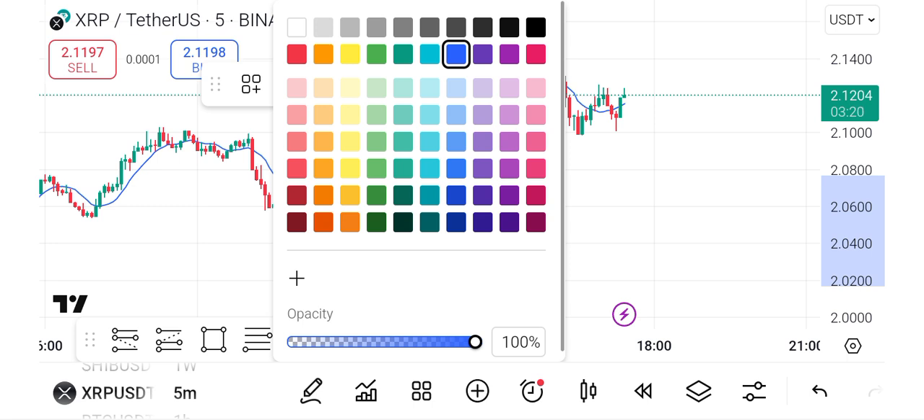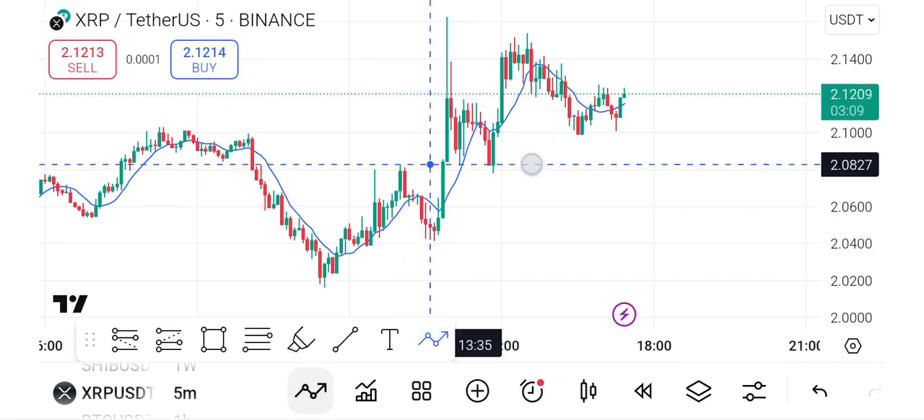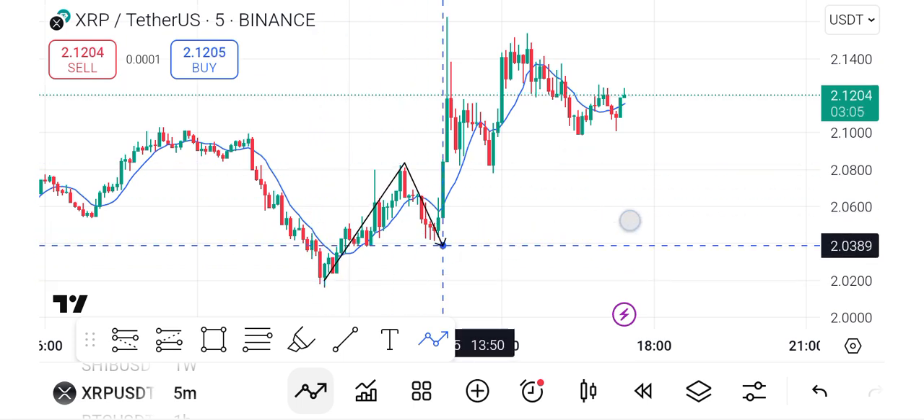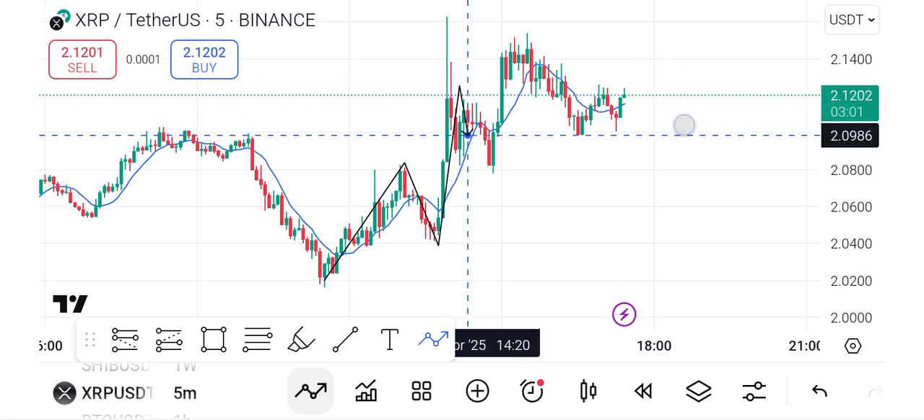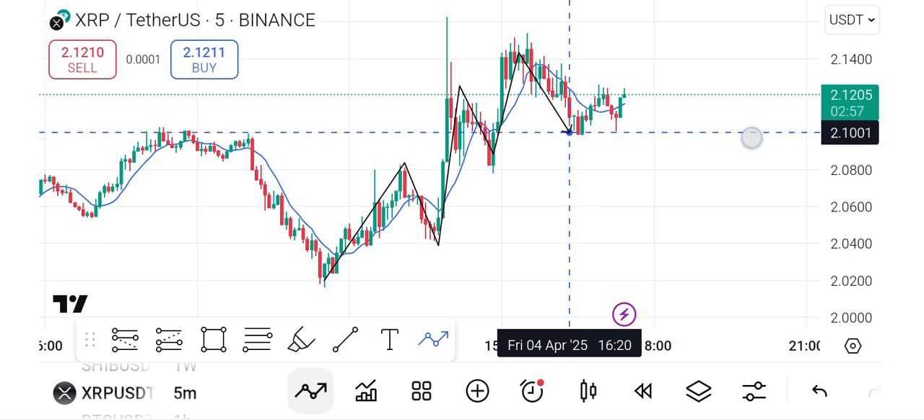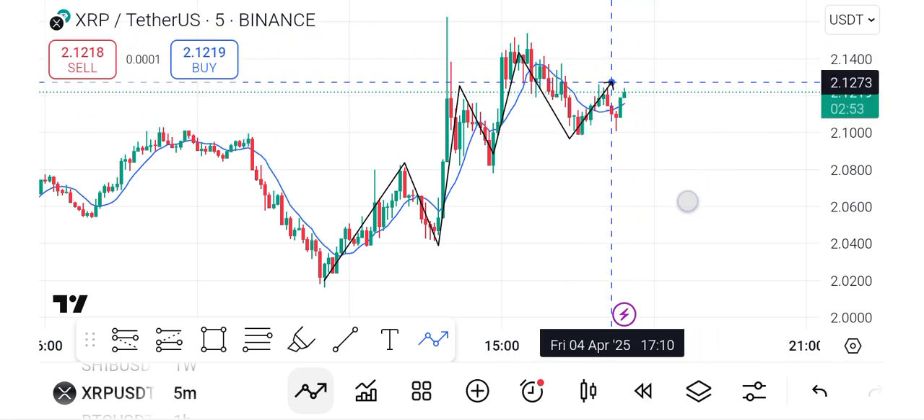And let me find something different. Okay, the market is forming higher lows, higher highs, higher lows, higher highs. It's going up, you can see. Higher lows, higher highs, higher lows. Waiting for this one to break to the upside if possible.